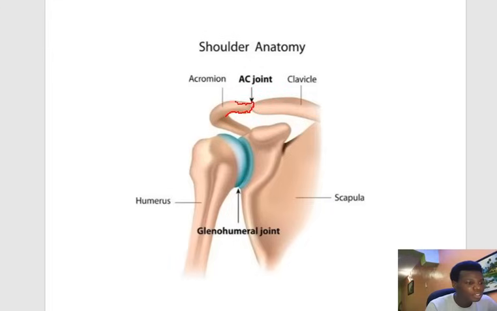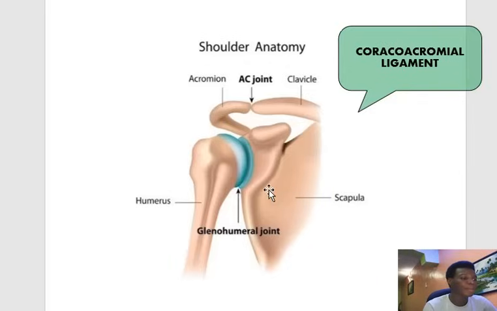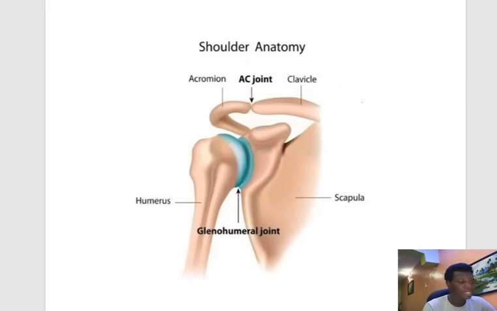The acromion articulates with the acromial end of the clavicle, and a very important joint is formed right there, the acromioclavicular joint. Some important ligaments too originate from the inferior part of the acromion. We have the coracoacromial ligament originating from the inferior part of the acromion and inserting to the coracoid process. So that's that about that.